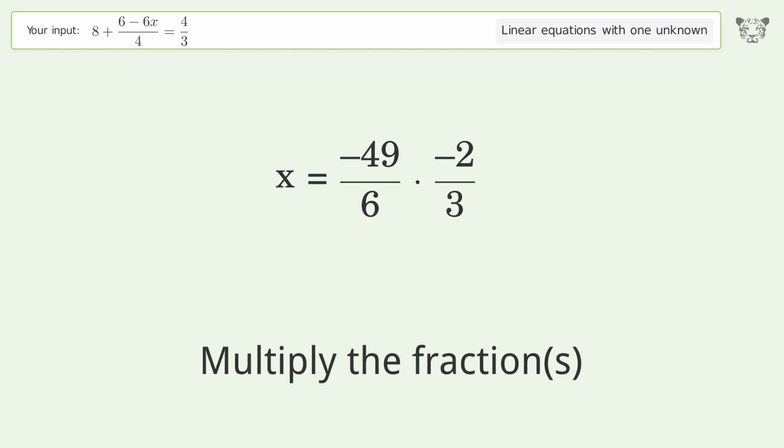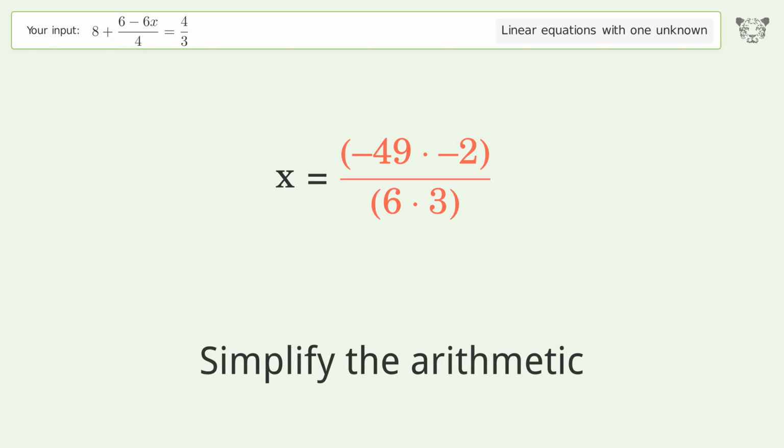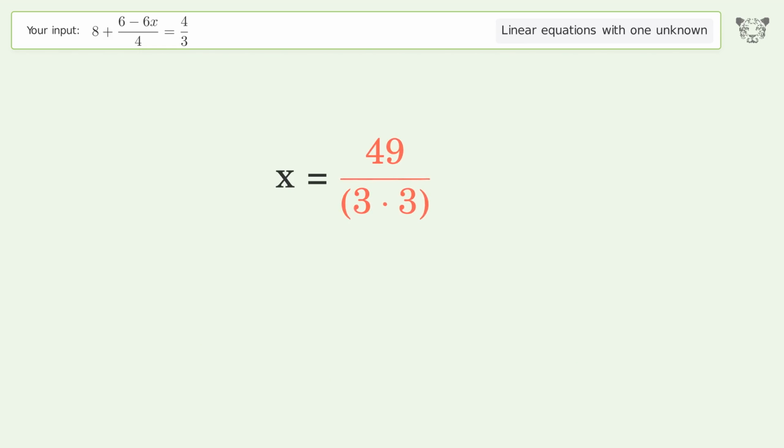Multiply the fractions. Simplify the arithmetic. And so the final result is x equals 49/9.